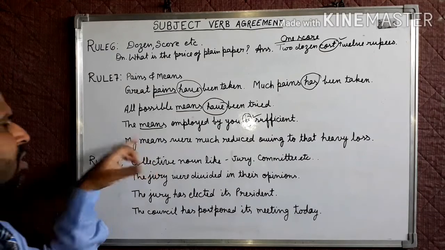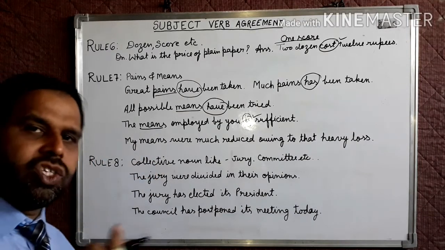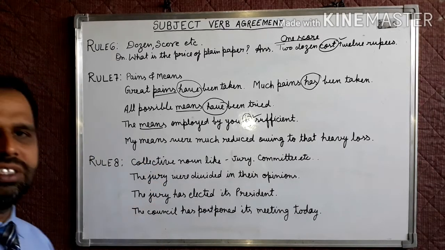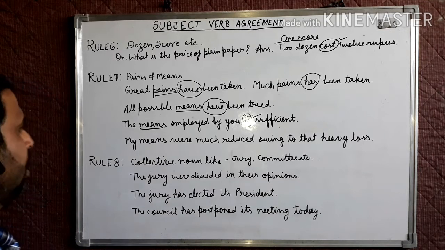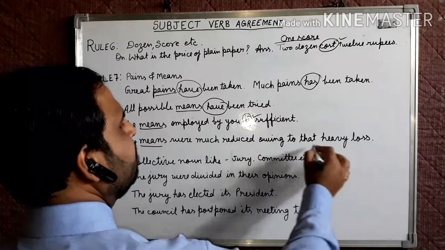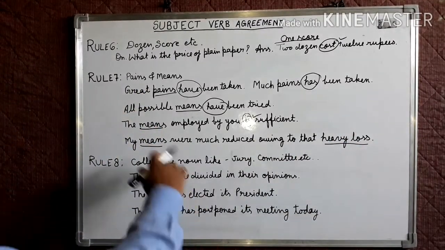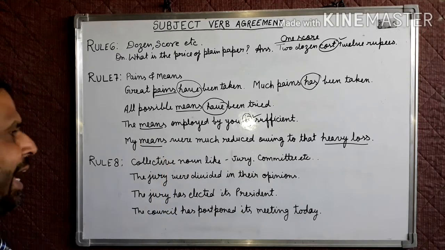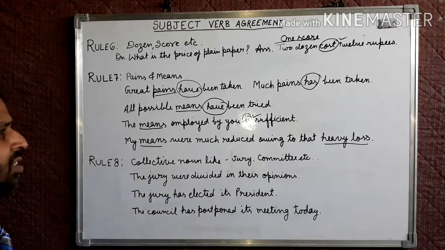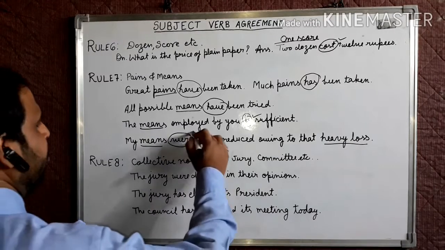When we use this word means as a source of income, then this word is always considered plural. My means were much reduced owing to that heavy loss. From this heavy loss we come to know that the word means has been used here as the source of income. So when it is used as a source of income, the verb that follows is in plural form.